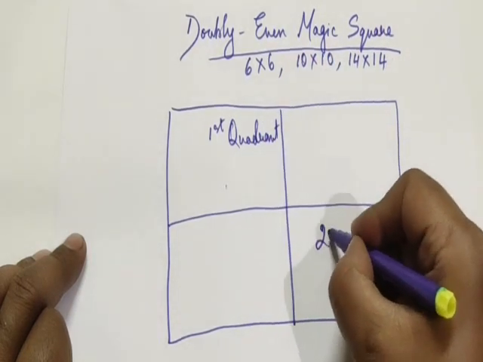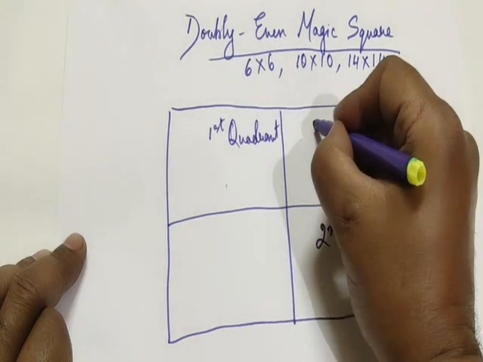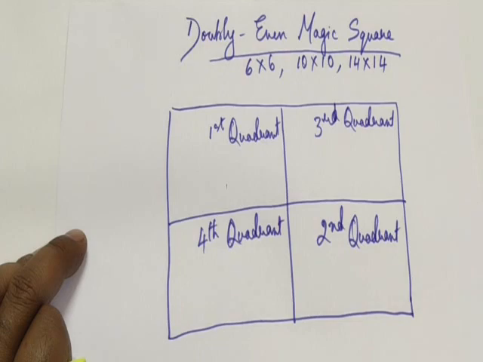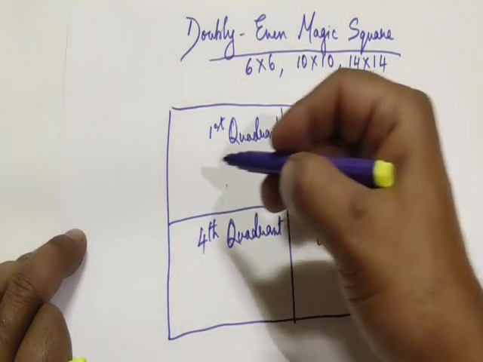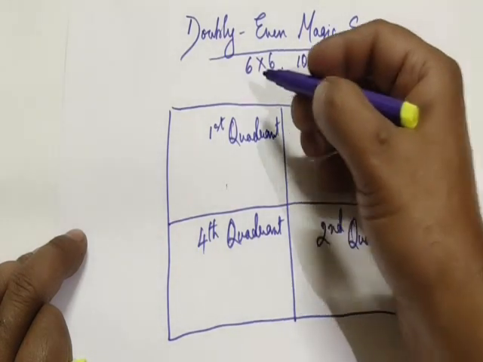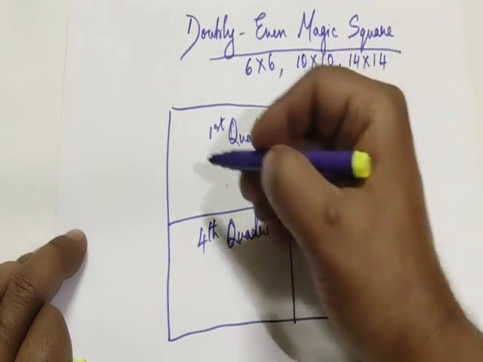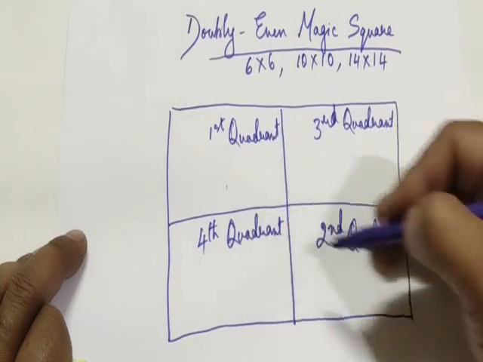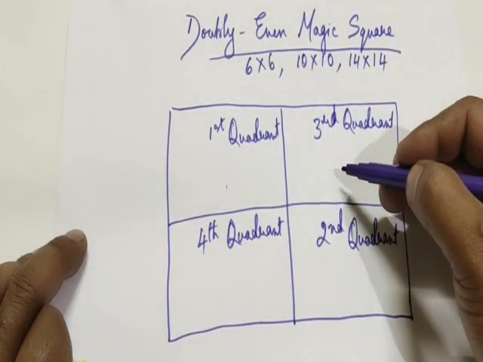This is the second quadrant. This is the third quadrant. And this is the fourth quadrant. Now after doing this, each of these quadrants will be an odd size matrix. For example, if you take a 6 into 6 matrix, each of the quadrants will be a 3 into 3 matrix.